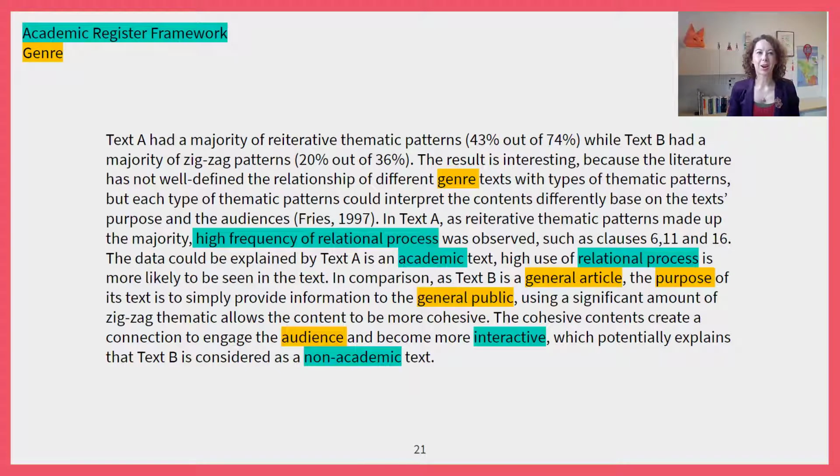Turning to the next paragraph, the student now turned from the relative use of theme patterns in the academic and non-academic text to the type of theme patterns used. And here is really quite interesting because they make the connection between theme patterns and the use of relational processes. And again, making those connections with the academic register framework language, as well as the genre concepts that they'd been taught the previous term.